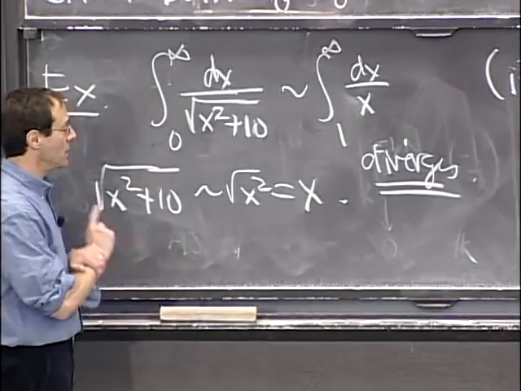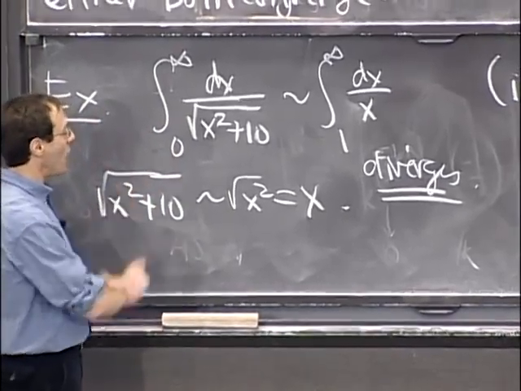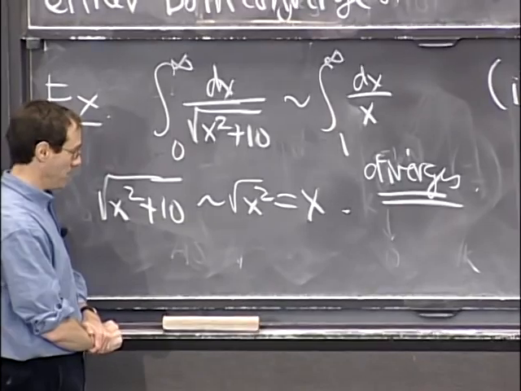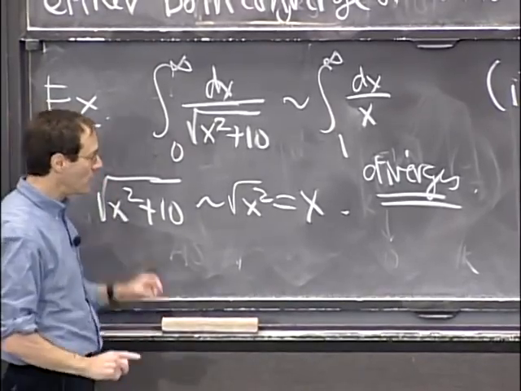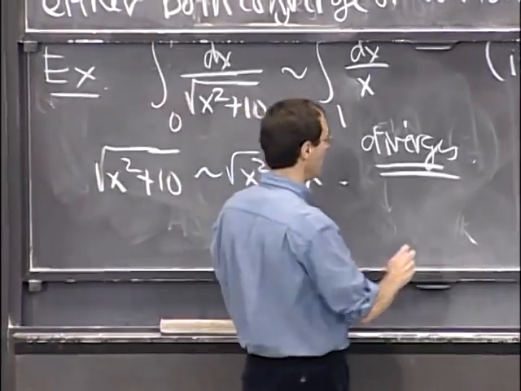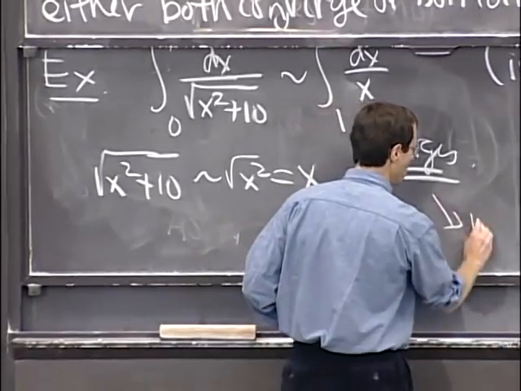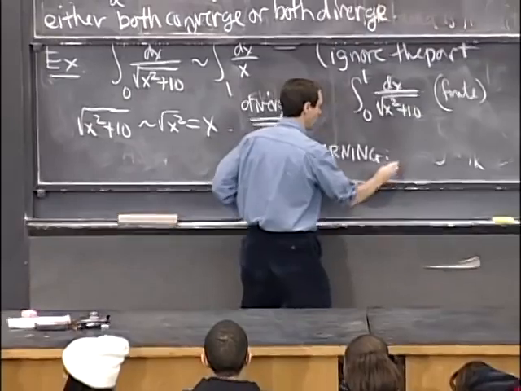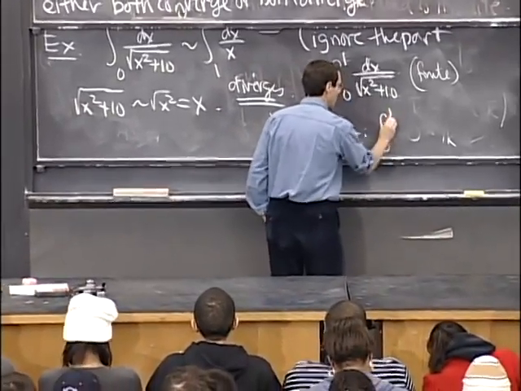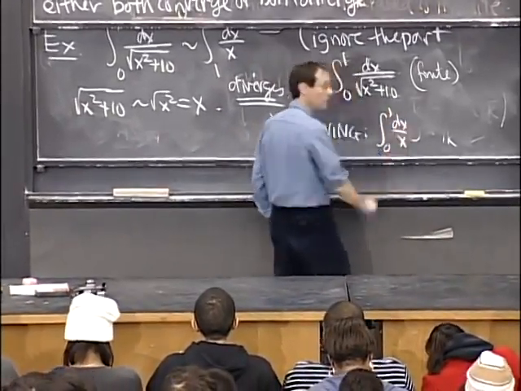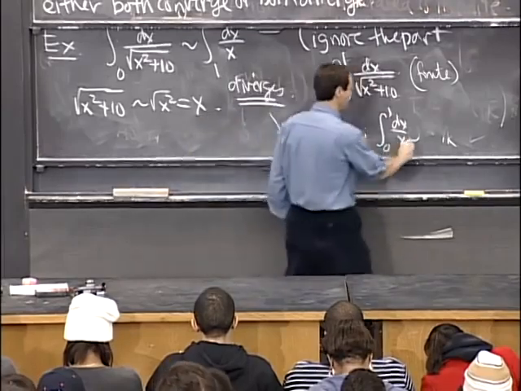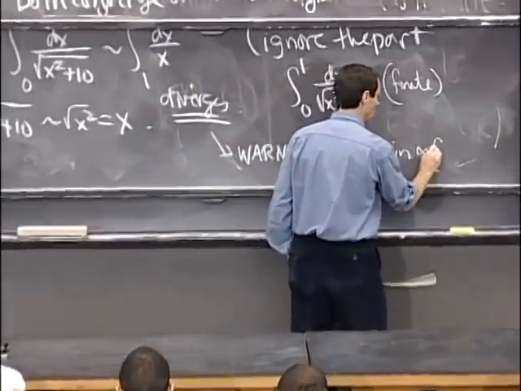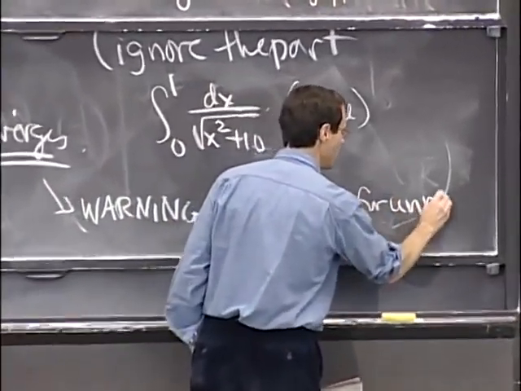The question is, why did we switch from 0 to 1? I'm going to say a little bit more about that later, but let me just make it a warning here, which is that this guy here is infinite for other reasons, unrelated reasons.